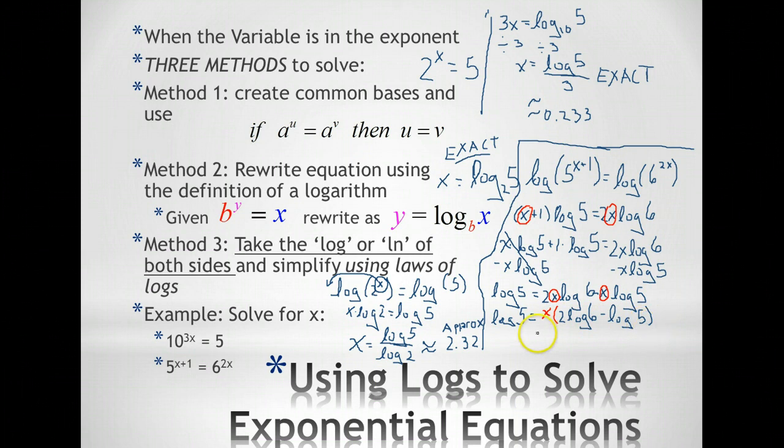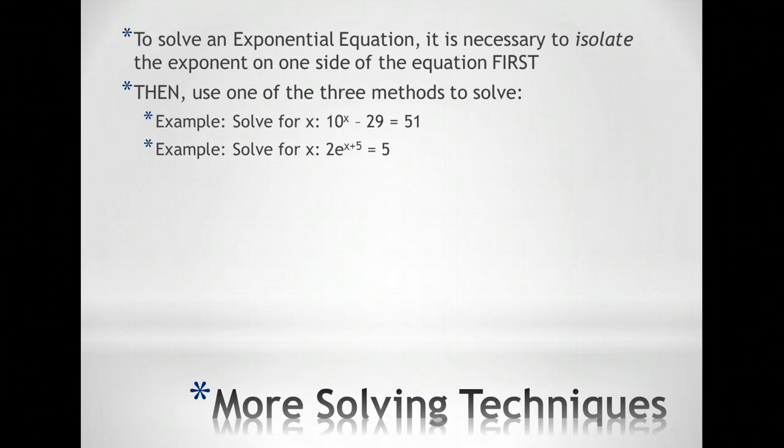So finally I'm going to divide both sides of the equation by 2 log 6 minus log 5. So I get x equals log of 5 divided by 2 log 6 minus log 5. That is the exact solution, and we're going to leave it at that. All right, I'm not going to cover both of these examples because we're already 10 minutes into this. These equations can take a while to solve, as you can see.